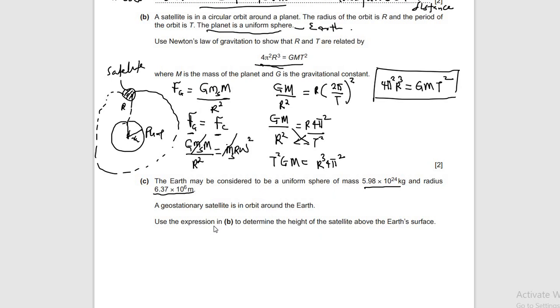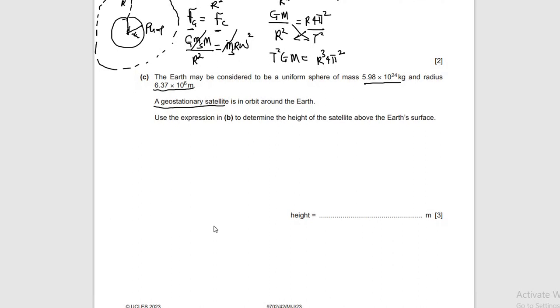A geostationary satellite is in orbit around the Earth. So what is revolving around the Earth, as we said earlier, is a geostationary satellite. Use the expression to determine the height of the satellite above the Earth's surface. Let me redraw the diagram again.